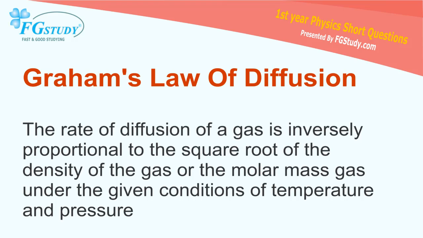Graham's law of diffusion. The rate of diffusion of a gas is inversely proportional to the square root of the density of the gas or the molar mass of the gas under the given conditions of temperature and pressure.